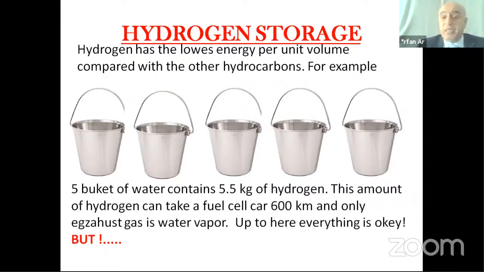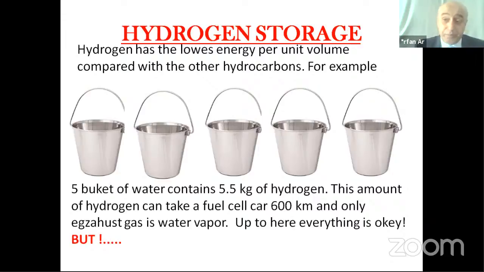Hydrogen has the lowest energy per unit volume compared with other hydrocarbons. For example, 5 buckets of water contain 5.5 kilograms of hydrogen. This amount of hydrogen can take a fuel cell car approximately 600 kilometers. The only exhaust is water vapor. If you use a fuel cell in your car, because we know that if pure hydrogen is your fuel, the output of the fuel cell is electricity, and the side products are only heat and water vapor. Up to here, everything is okay.